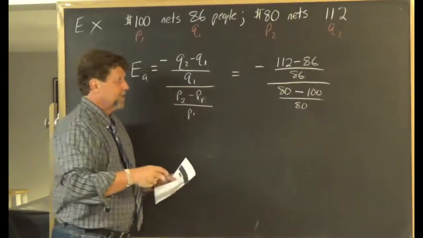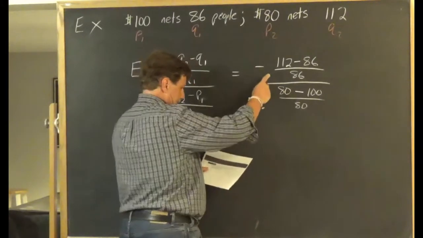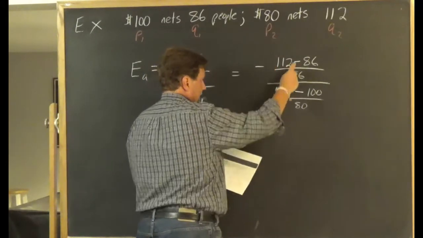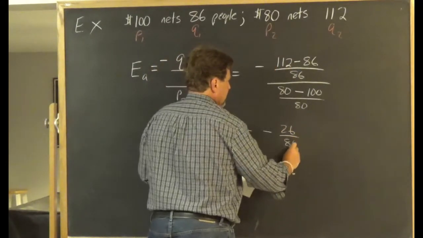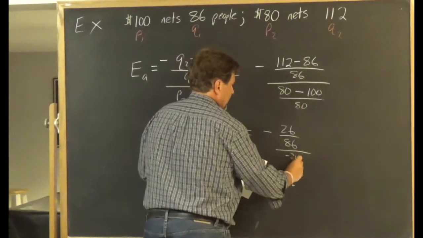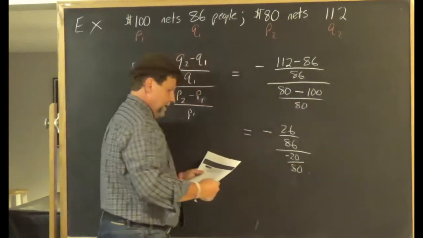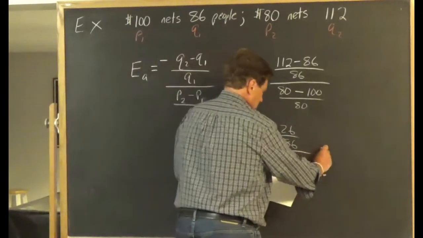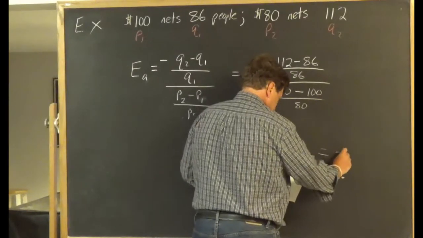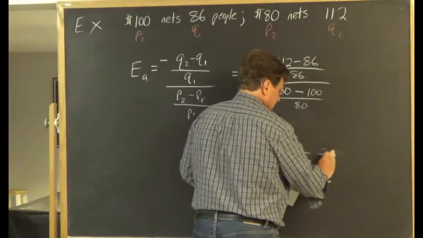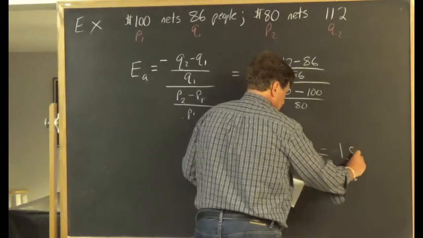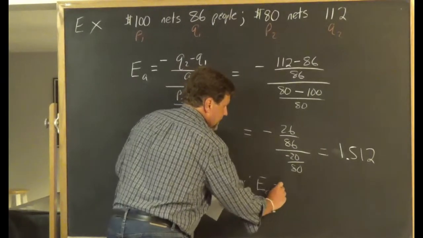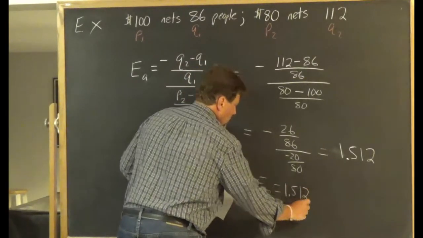So if we clean this up just a little bit, that gives us the opposite of 26 over 86, all over negative 20 over 80. And then if I just use a calculator to get a decimal approximation, we get positive 1.512. So the arc elasticity was 1.512.